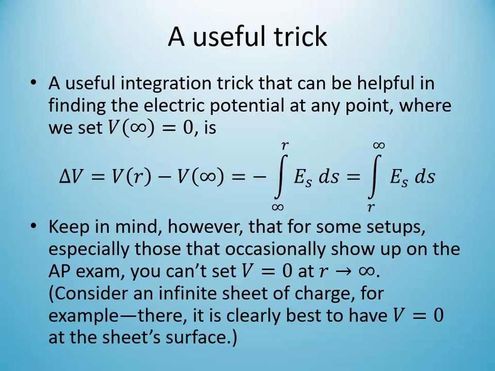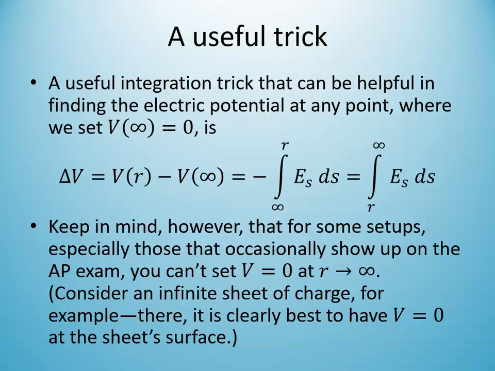Another useful integration trick that can sometimes prove helpful is setting the electric potential at infinity to be 0, and then saying that the change in potential between some point at position r minus the potential at infinity is just equal to the potential at that position r, because the potential at infinity has been set to be equal to 0.